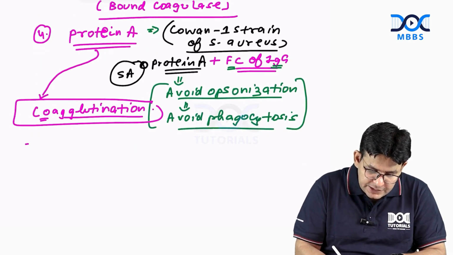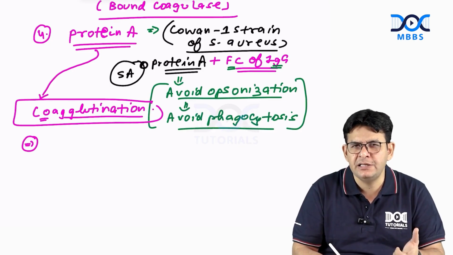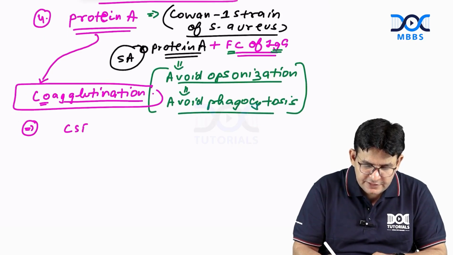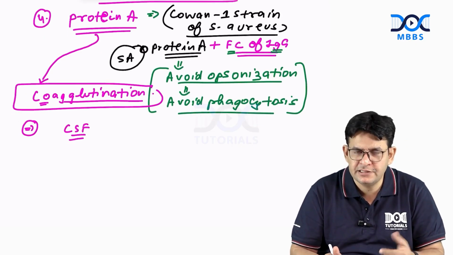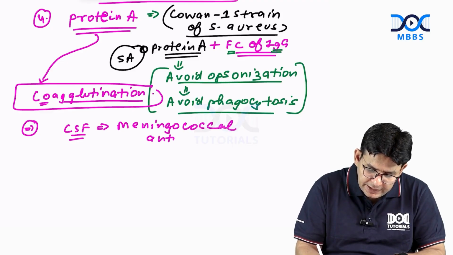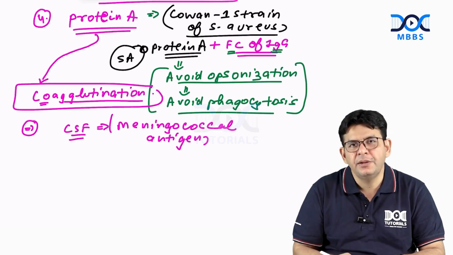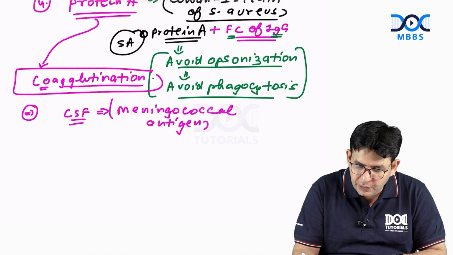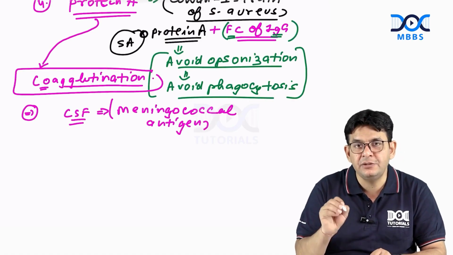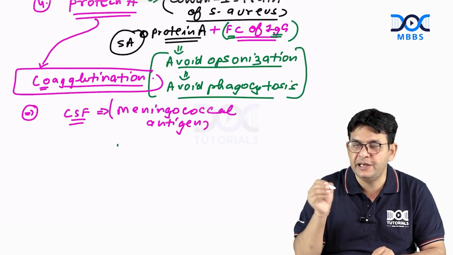Suppose a particular meningitis patient comes to you and your sample is CSF. Obviously, in meningitis you will take CSF. And in this, you want to find out about the meningococcal antigen. So, knowing that this particular organism has a property to bind to the Fc fragment of IgG, protein A.